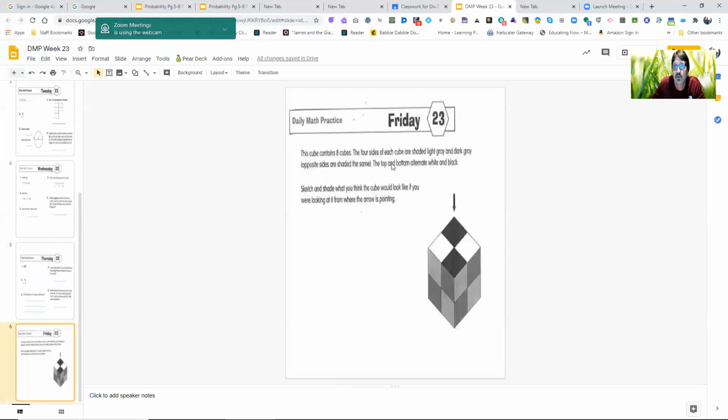And the last one we have here, this cube contains 8 cubes. 4 sides of each cube are shaded light gray and dark gray. Opposite sides are the same. The top alternate white and black. So sketch or shade what you can with this cube here where this arrow is pointing. And actually some of the kids today in my class were drawing it on Google Draw to show their project here. So that's the end of it.